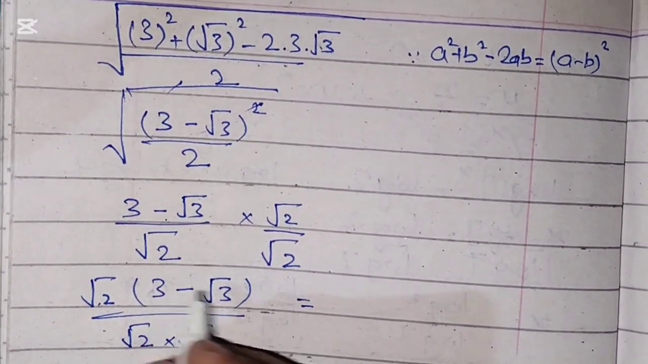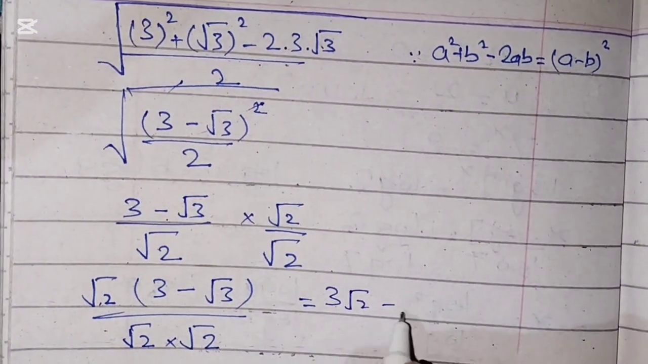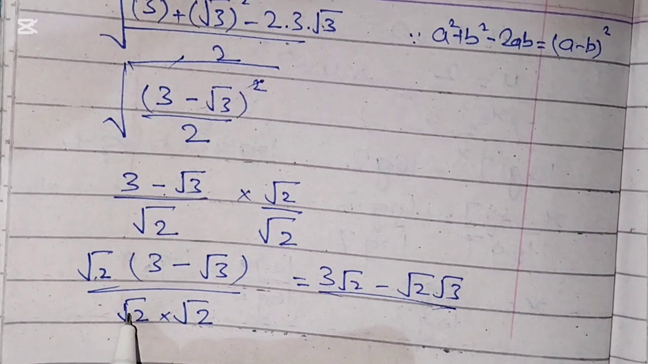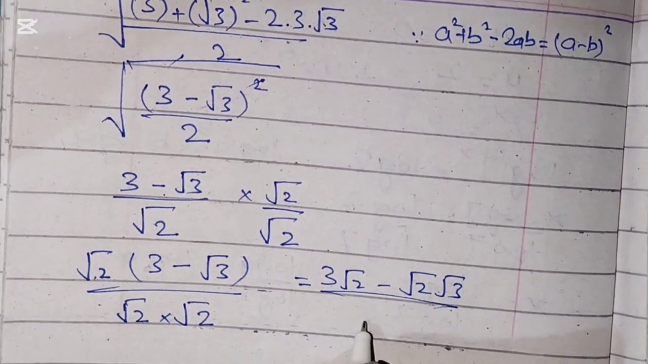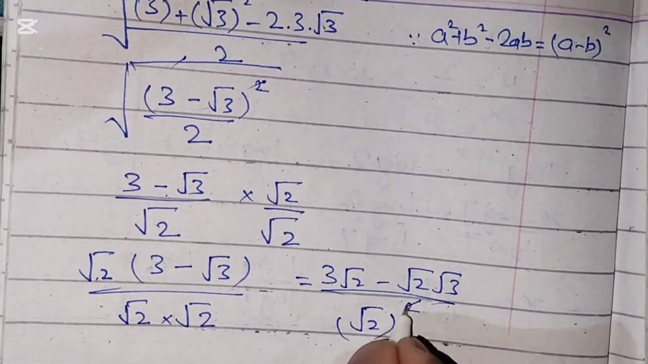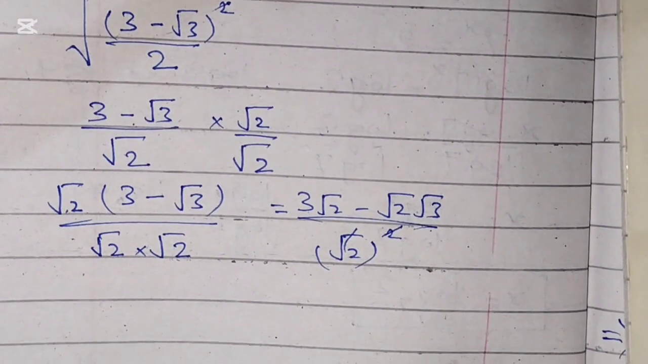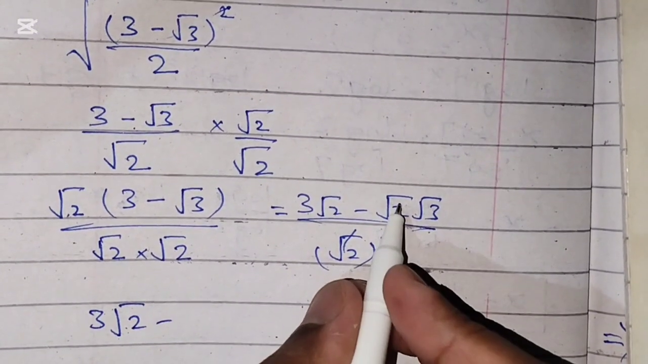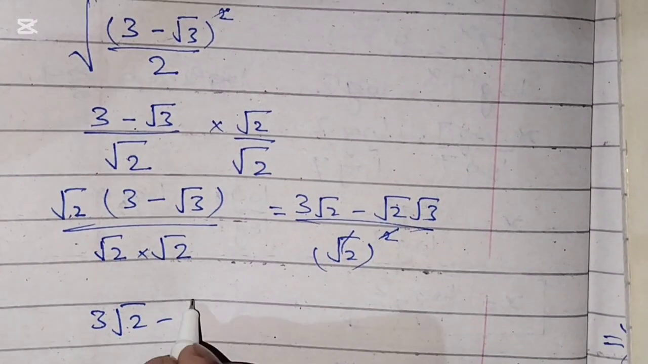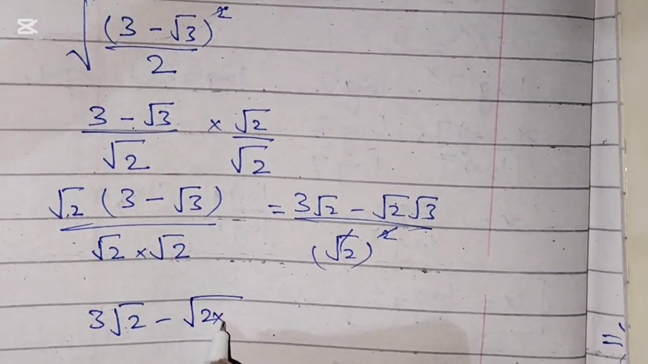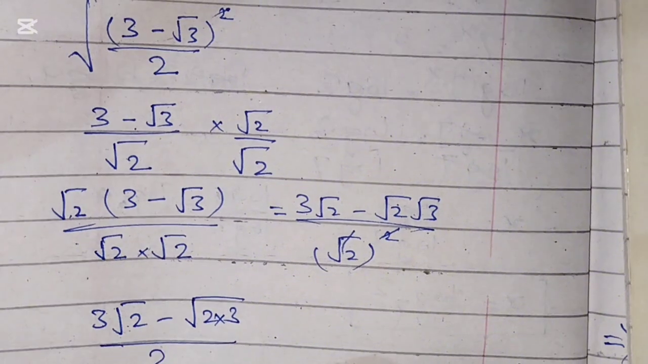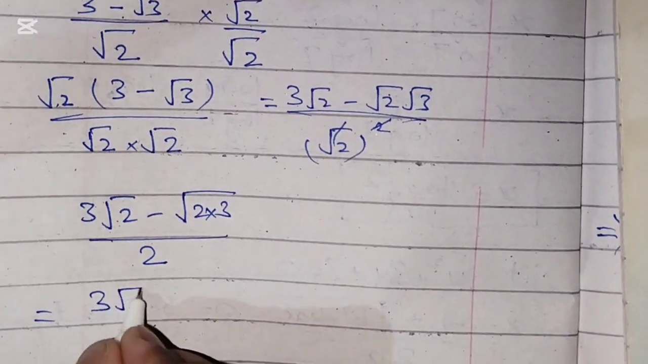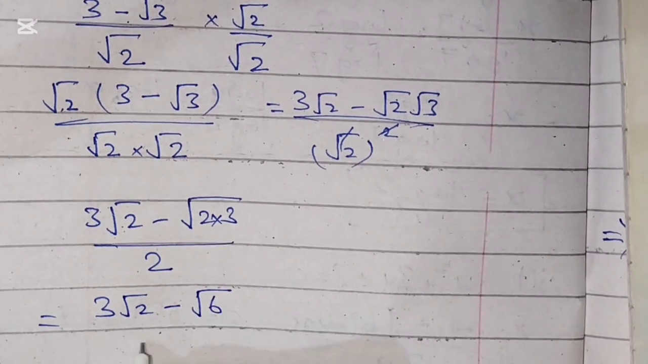Square root 2 times 3 is 3 square root 2, minus square root of 2 times square root of 3, and square root of 2 multiplied by square root of 2 is square root of 2 squared. The square cancels with the square root. So it will be 3 square root 2 minus square root of 2 into 3, all over 2. And finally we get 3 square root 2 minus square root of 6 over 2.